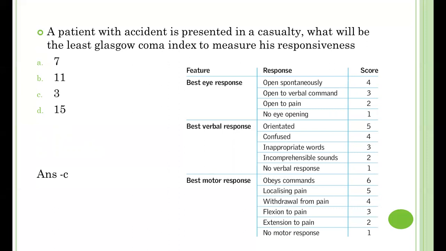In motor response, if the patient obeys the command, then 6 is given. If patient localizes the pain, then 5 is given. In motor response, withdrawal from the pain, then 4 is given. Flexion to pain, 3 is given. Extension to pain, 2 is given. And if there is no motor response, then score 1 is given.